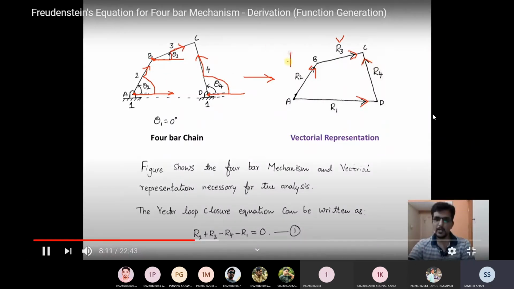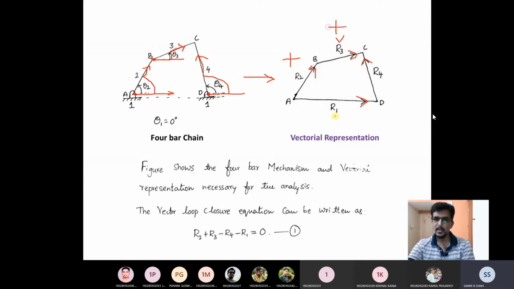So I will consider R2 and R3 as positive and R1 and R4 as negative. So we have something called a vector loop closure equation. I can add all the vectors, and that sum should be equal to 0. So R2 plus R3 minus R4 minus R1 should be equal to 0. This is called the loop closure equation for the 4-bar mechanism that is shown in the figure.